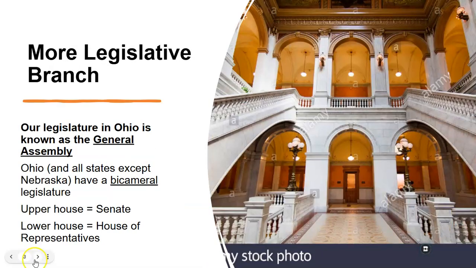Our legislature in Ohio is known as the General Assembly, okay? It is not Congress, it is the General Assembly. Ohio and all other states in the country, minus Nebraska, have a bicameral legislature where the upper house is the Senate and the lower house is the House of Representatives, just like we see at the federal level.